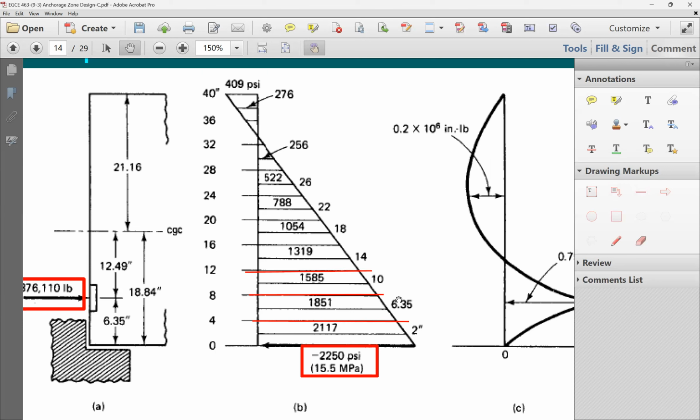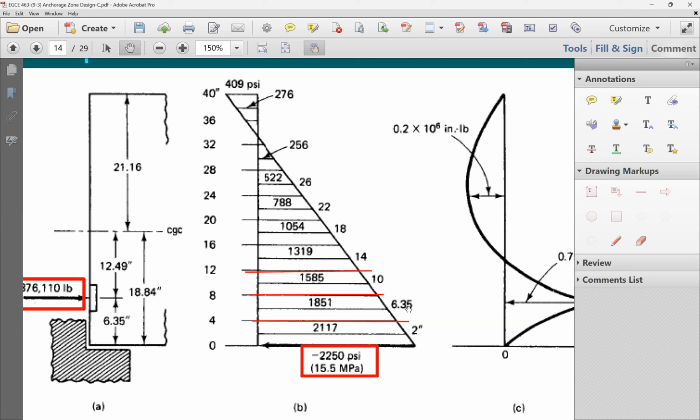How about this dimension here? It says 2 inches. This 2 inches here is going to be the mid height of this segment. Mid height of 4 inches is going to be at 2. Mid height between 20 and 16 is going to be at 18. Mid height between 28 and 24 is going to be 26, right? But when it comes to the location of this 6.35, look at this. I'm going to put it right there. Instead of going to 6, I'm just going to go here to 6.35, just to make my numbers easier.